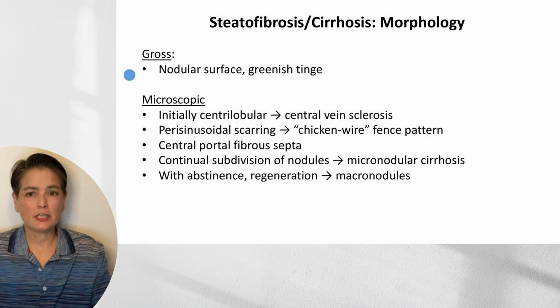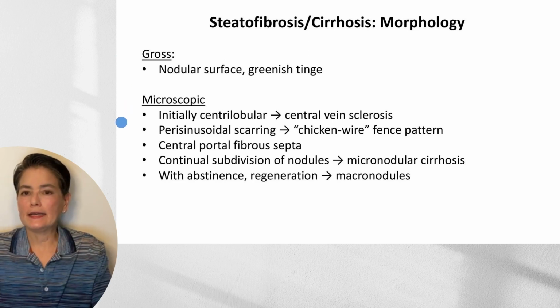Grossly, the liver will have a nodular surface, and it may have a greenish tinge due to the buildup of bile. Now microscopically, initially again, the injury will be centrolobular, and we can see sclerosis around that central vein. With that perisinusoidal scarring, we get that chicken wire fence pattern, which I'll show you in a moment. And then we can also get these bridging septa of fibrosis from portal triad to portal triad.